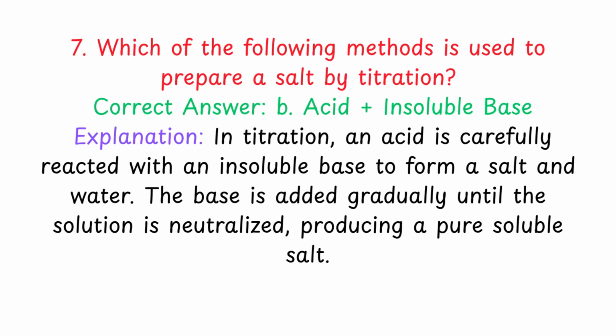7. Which of the following methods is used to prepare a salt by titration? Correct answer, B. Acid plus insoluble base. Explanation. In titration, an acid is carefully reacted with an insoluble base to form a salt and water. The base is added gradually until the solution is neutralized, producing a pure soluble salt.